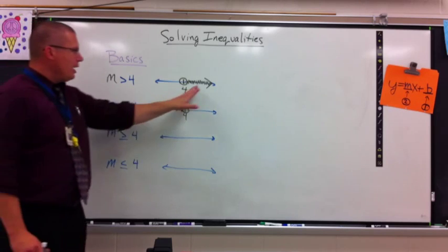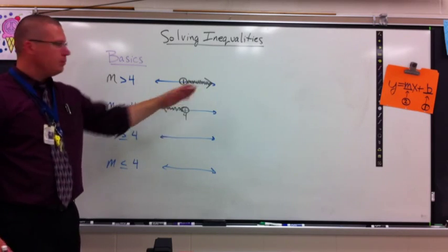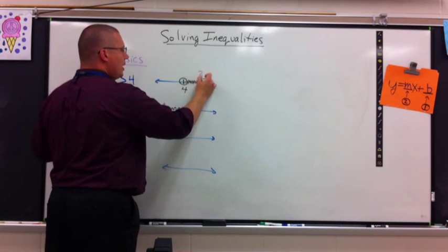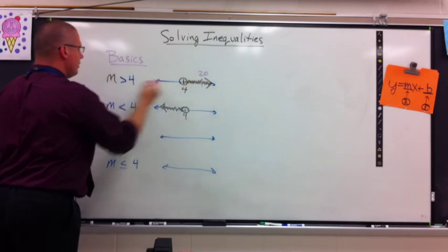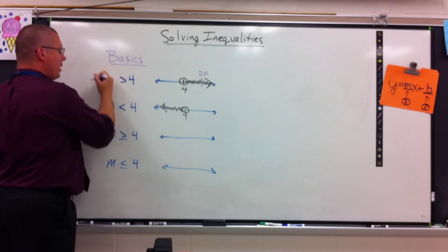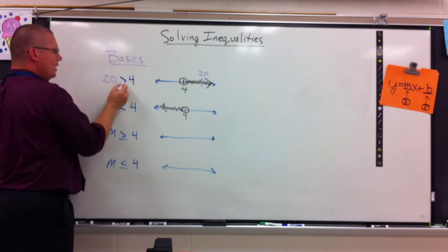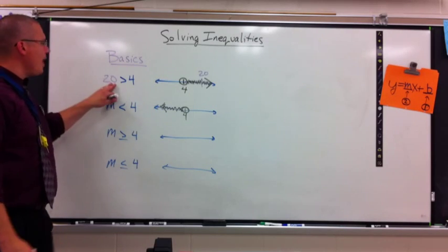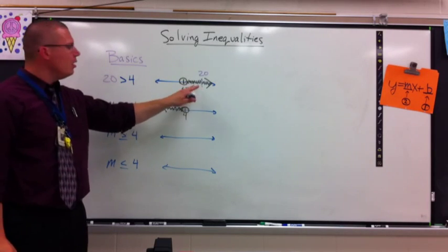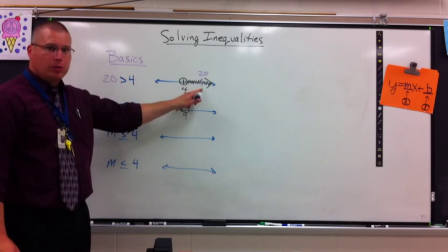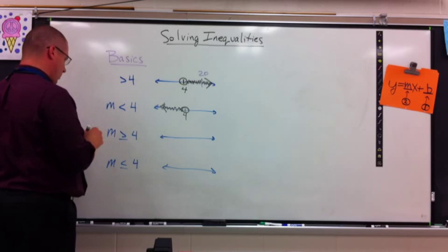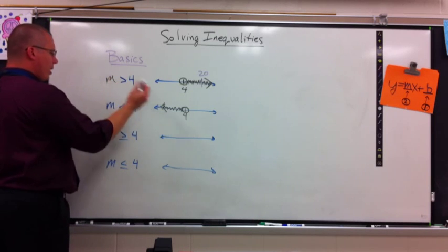So what does this mean? Here are all the numbers bigger than 4. Pick one. I pick 20. Is 20, the number I picked, is it true that 20 is greater than 4? Yes, it is. Okay, that means I shaded the correct side. All of this shading is the solutions or answers to my problem. So m is greater than 4.